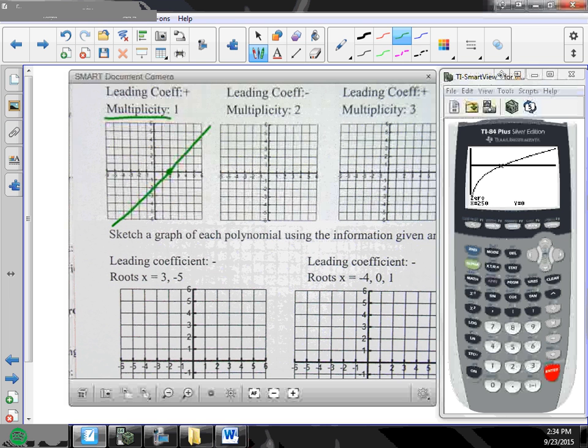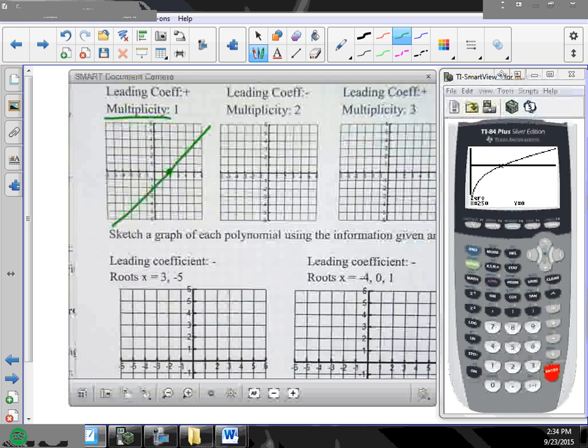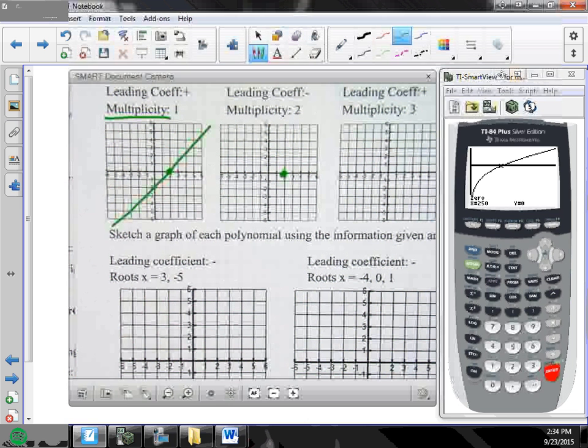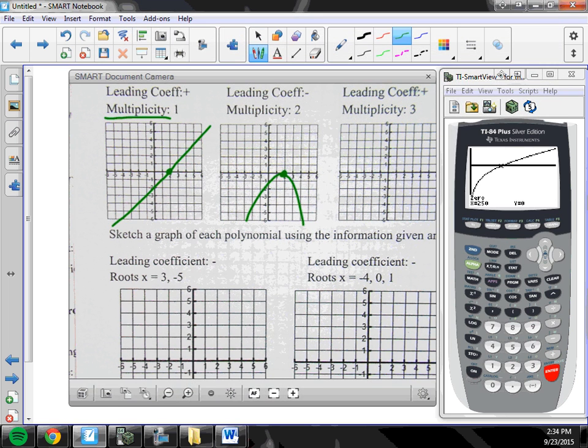Okay, the next one. Leading coefficient is negative, and the multiplicity of that root is 2. So it's going to be upside down and bounce off. Okay? So leading coefficient is positive, and the multiplicity is 3. What is the end behavior going to look like? The left side is down, and the right side is up.